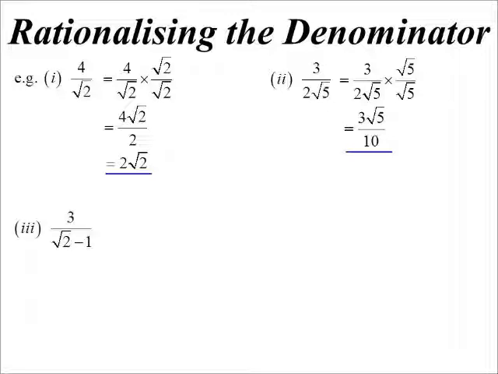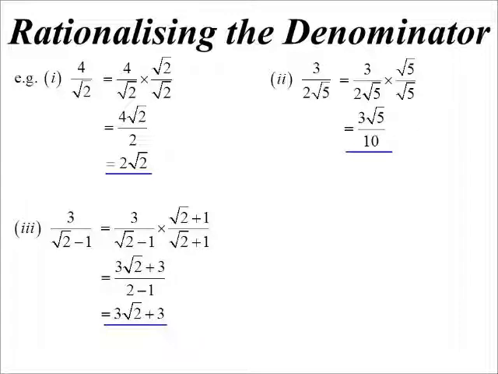More commonly, we see ones where there's 2 terms in the denominator. Then we multiply by the conjugate, because with the conjugate, we'll get the difference of 2 squares. We'll create a rational number. So we get 2 minus 1, which is, of course, 1. So 3 root 2 plus 3. Be real careful. It's so easy to go root 2 times root 2 is 4 and things like that. So just be real careful with those.